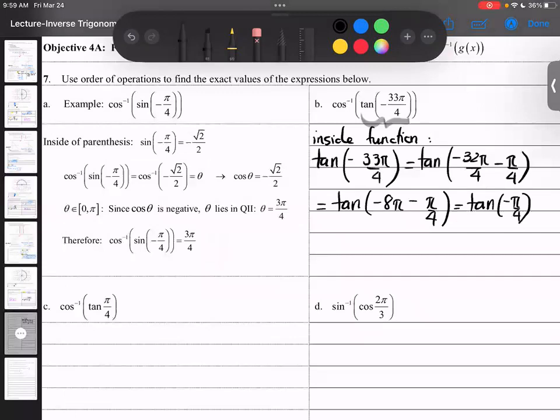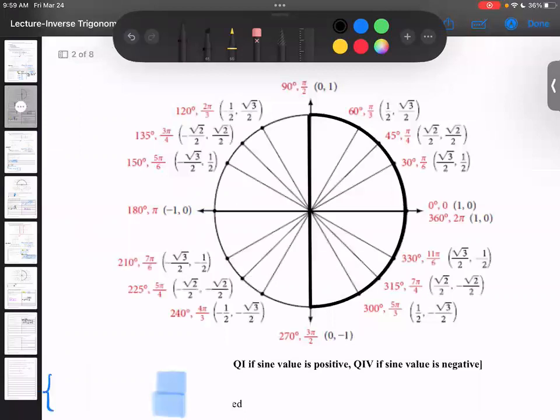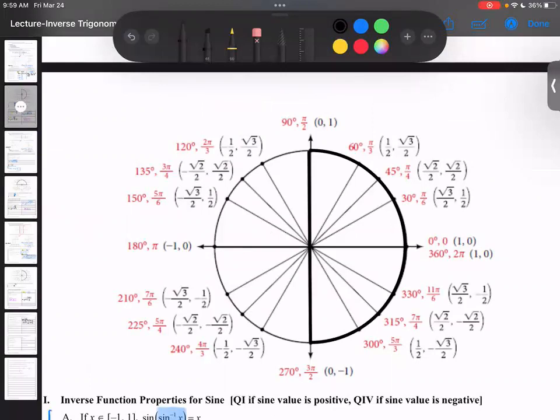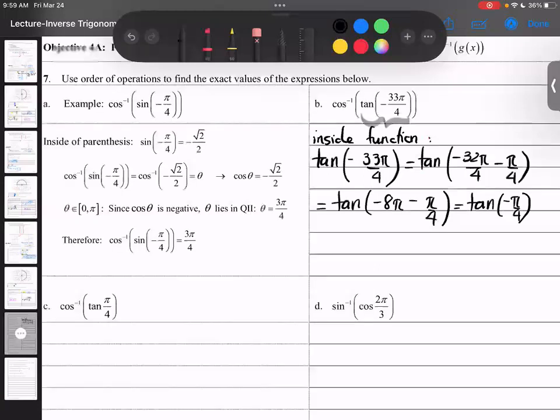What is tangent of negative pi over 4? I would recommend you look at the unit circle before you use your calculator. For negative pi over 4, you go this way. It's pi over 4 then 1, but because it's negative pi over 4, you go negative 1. So that's equal to negative 1. Now, cosine inverse of tangent of negative 33 pi over 4, can I replace that with negative 1?